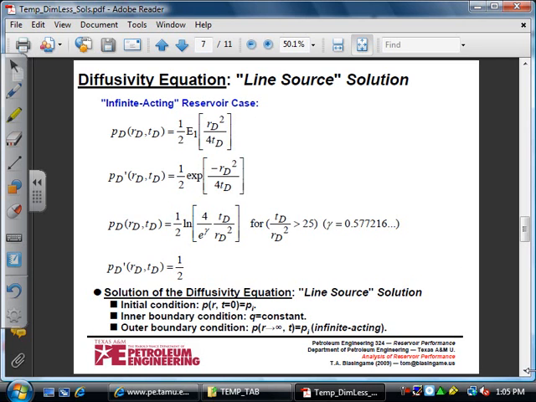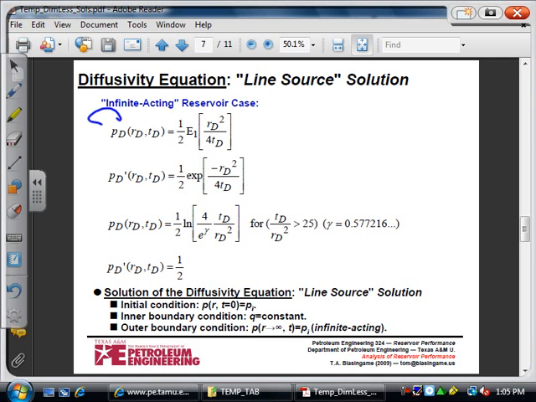Okay, so what you are looking at right now is the solution of the dimensionless diffusivity equation. Okay? So, do you know what E1 is? E1 is called the exponential integral. It's a mathematical function, and we will see that on the next slide.